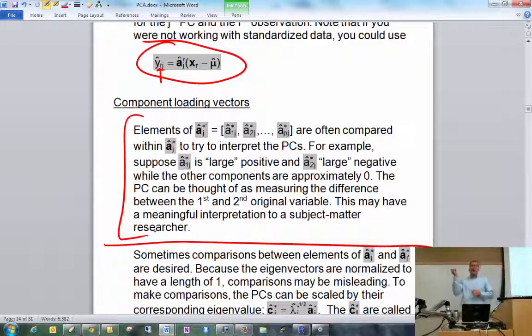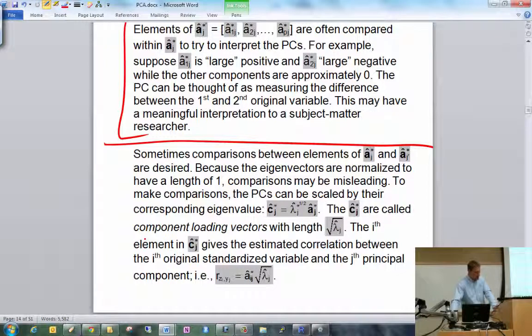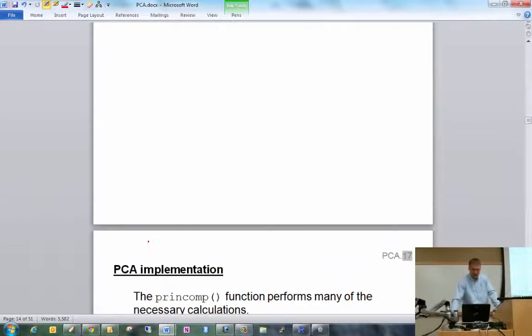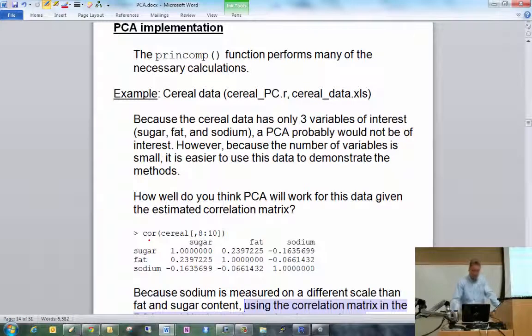Which of these components of A hat star are close to 0? That says a particular original variable doesn't play much of a role in our new principal component. Which of these A hat star values are away from 0, in either a positive or negative direction? That tells you if you have some kind of contrast that a principal component is looking at. I'm going to skip, for now, the rest of the discussion on pages 14, 15, and 16 so that we can finally get to a data example.